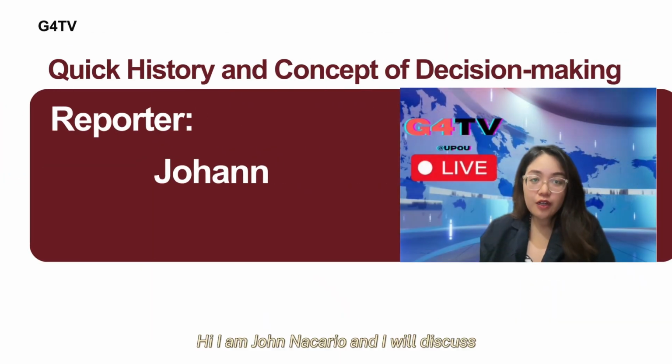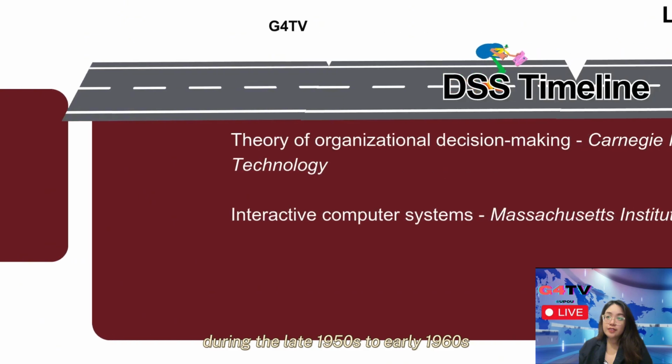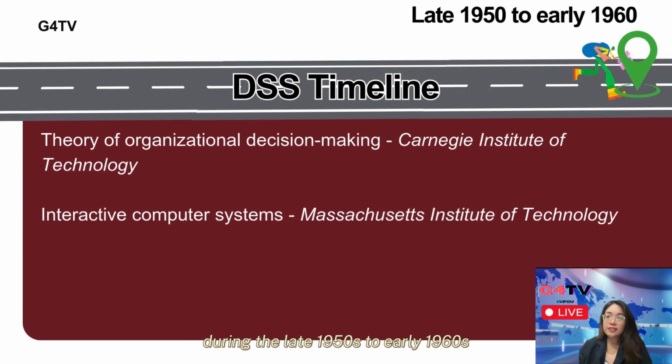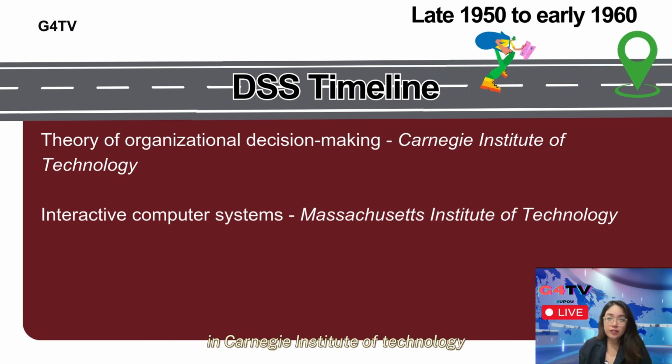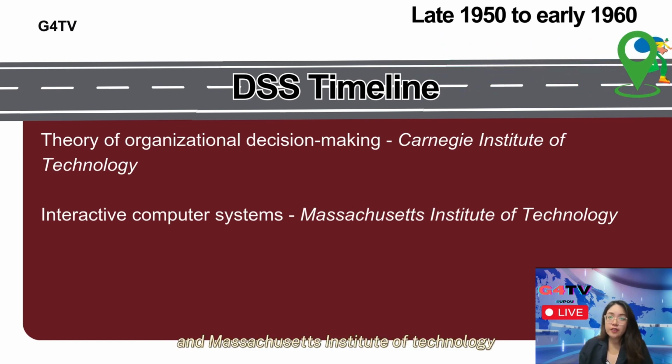Hi, I am John Nacario and I will discuss about the concepts of decision making. So we will start with the history. During the late 1950s to early 1960s, there were two theories that were mainly studied in Carnegie Institute of Technology and Massachusetts Institute of Technology.